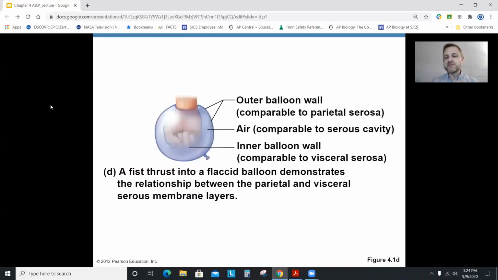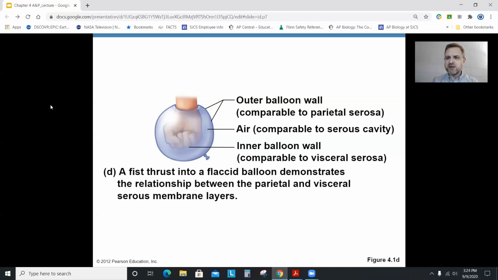Your book goes through this analogy of how you can picture this. What's happening here is they've taken a balloon that was half blown up, and they've put a person's fist into the balloon. Now the balloon was one membrane. When you put your fist inside it, you divide it into two. There's the membrane that's actually touching your fist, that's lining your fist. Then there's the outside of the membrane.